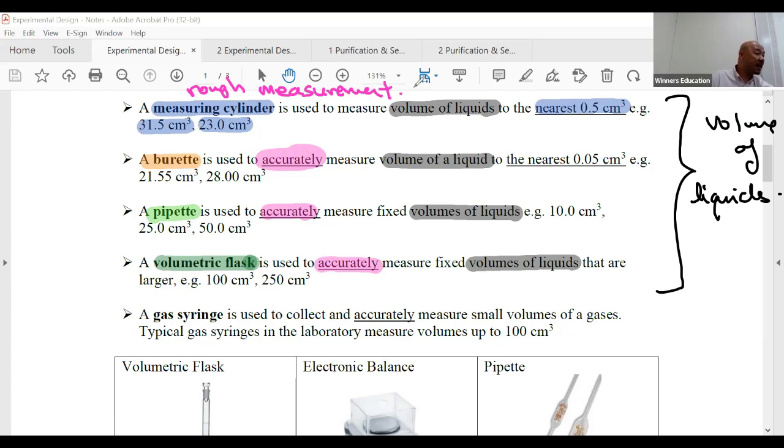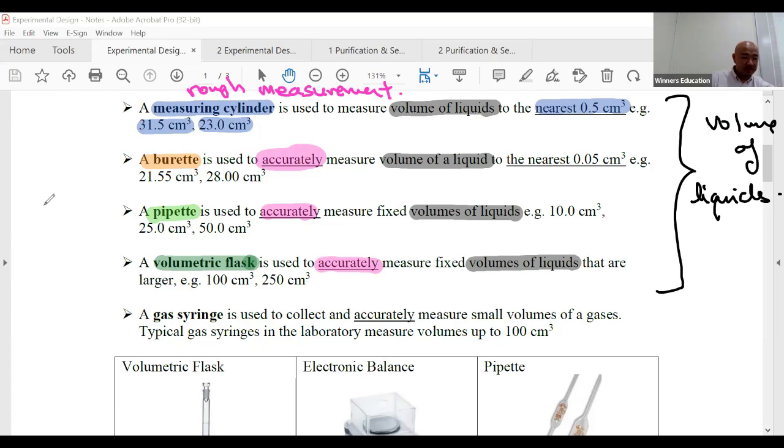For example, I want to cook instant noodles at home. I just need to know I put a certain volume of water. Missing by 0.1 or 1 cm cube, does it matter? No. I'm going to cook the noodles. All right? It's not precise.